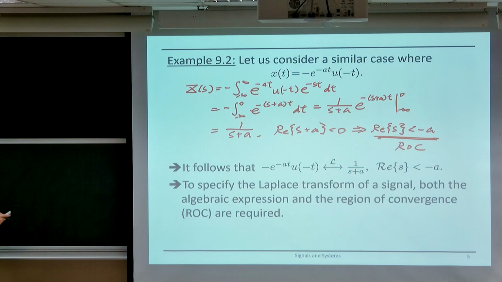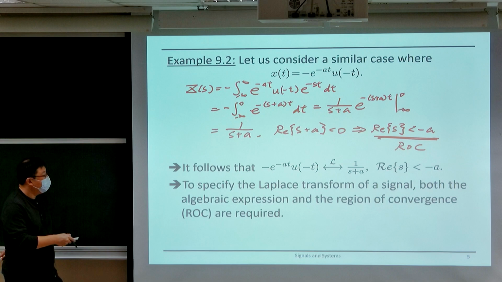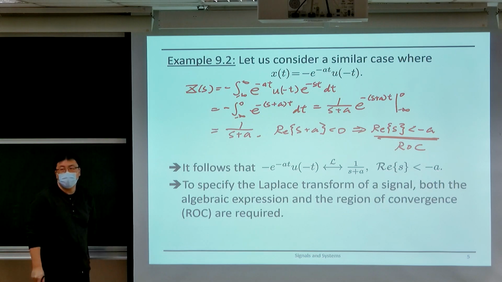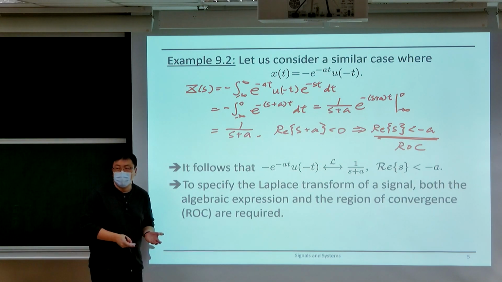So here we can see that the Laplace transform for this left-sided exponential is equal to 1 over s plus a, with the region of convergence including all s whose real part is less than minus a. So this example further emphasizes the fact that you must specify the region of convergence in order to have a complete characterization of the Laplace transform.